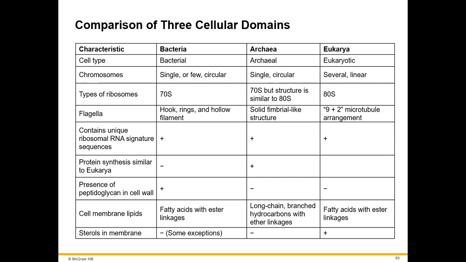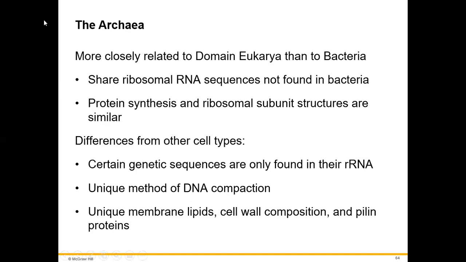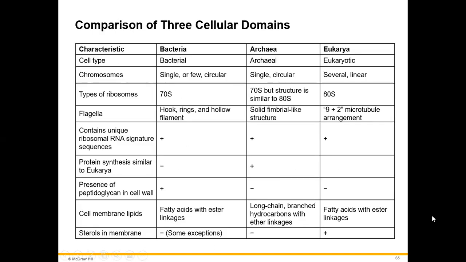Comparison of the 3 domains. So we have bacteria, archaea, and eukaryotes. For the chromosomes, both bacteria and archaea have a single circular chromosome. Eukaryotes usually have paired linear chromosomes. The ribosomes are similar, but the structure, even though this is a 70S, is more similar to the eukaryote.